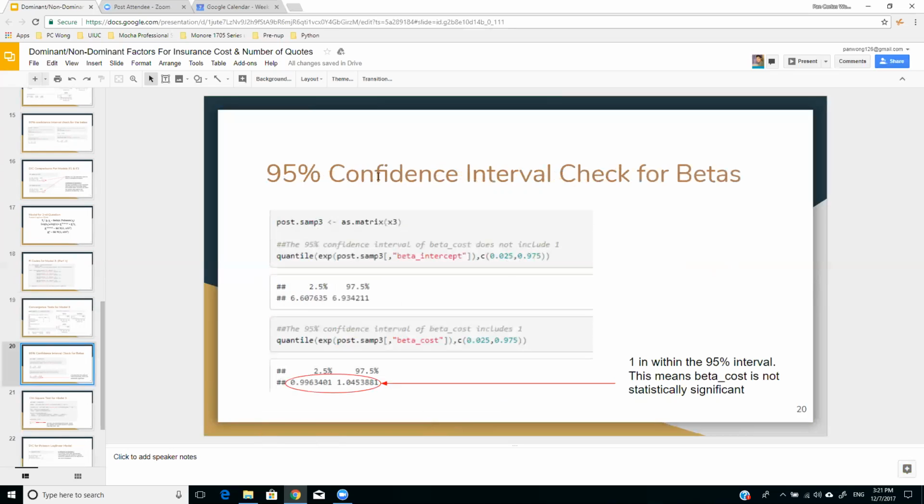For the 95% confidence interval, the confidence interval for beta intercept spans from 6.6 to 6.93, and because the value 1 is not included for this log linear model, we can say that the beta intercept is statistically significant. However, for beta cost, the value 1 is within the 95% confidence interval, so we cannot make the same conclusion. This is something that we will address in subsequent slides.